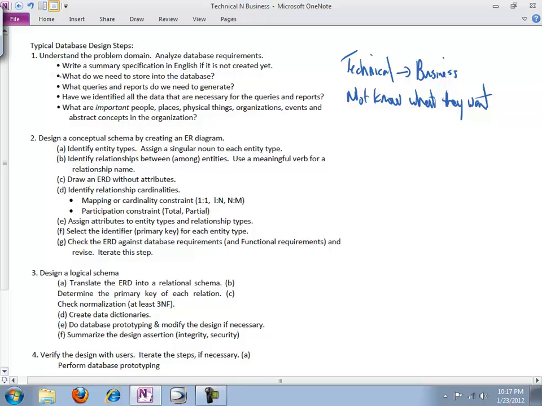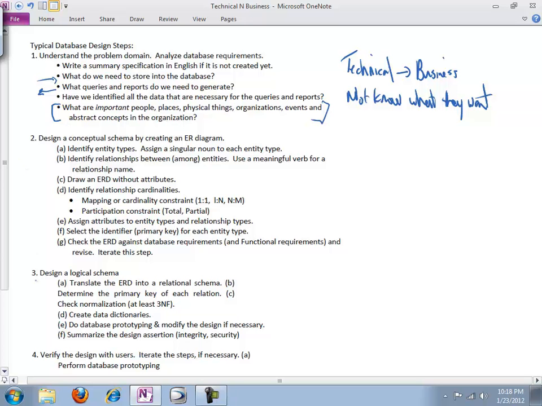But in any case, in this step, we talk about what we need to store in the database, basically what needs to go in, and then what needs to come out. What is the information we're going to be storing, and what are the queries and questions and reports that we want to generate from what has gone into the database. And the big question that will influence the rest of week 2 and our discussion of entity relationship diagramming: what are the important people, places, things, organizations, events, ideas, and concepts that we need to capture to address this problem? Okay, so that's step 1.